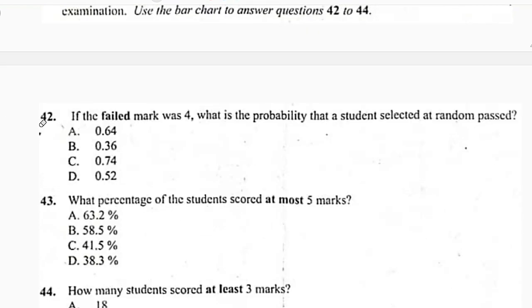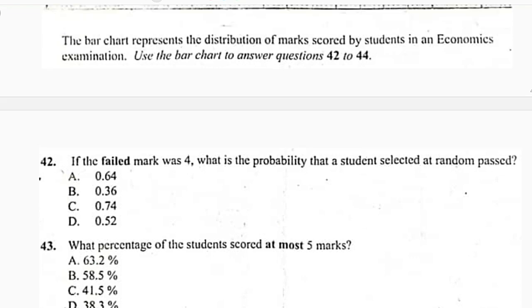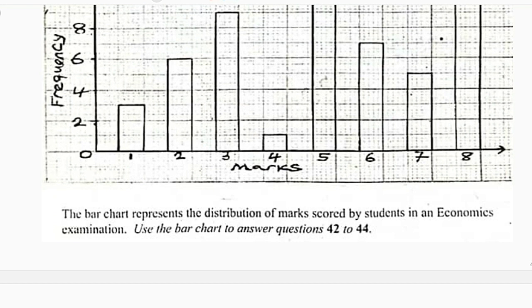Okay, question number 42 reads, if the failed mark was 4, what is the probability that a student selected at random passed? Okay, let's find where we have 4. This is the fail mark. So if 4 is a failed score, definitely 1, 2, 3 must be a failed score as well, because 4 is even greater than 3, 2, and 1. So the only pass scores are 5, 6, 7, and 8. But first of all, we need to find the total frequency.